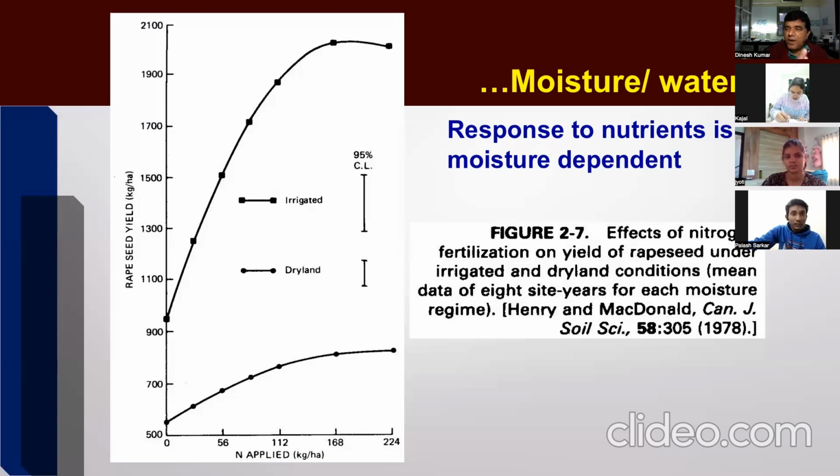So nutrient and water, yes, they have positive interaction. And if you want to read in detail, I told you about a book, Soil Fertility and Fertilizers by Tisdale, Nelson, and there are many authors. You can see that one chapter is there on nutrient-water interactions. So you can study this topic in detail.